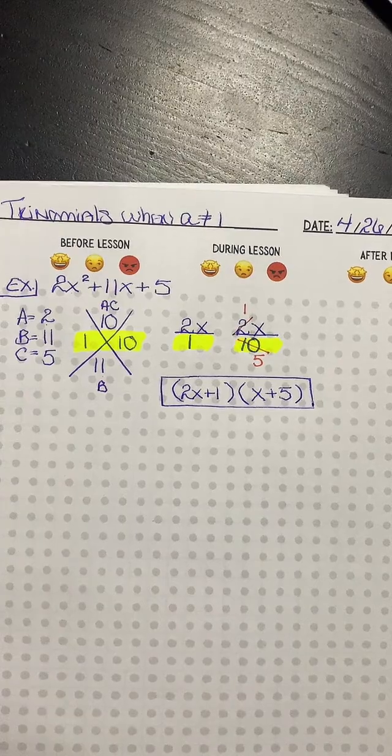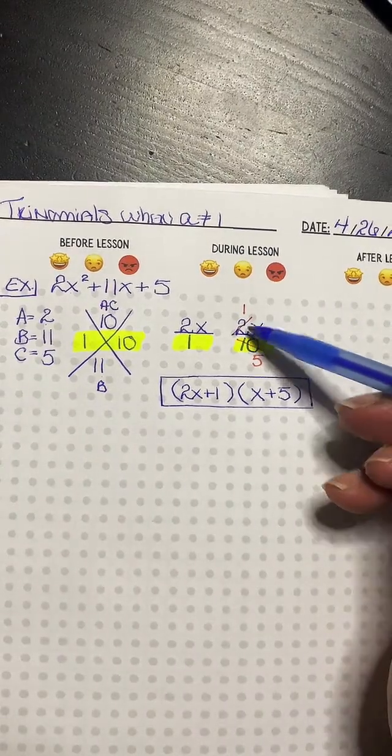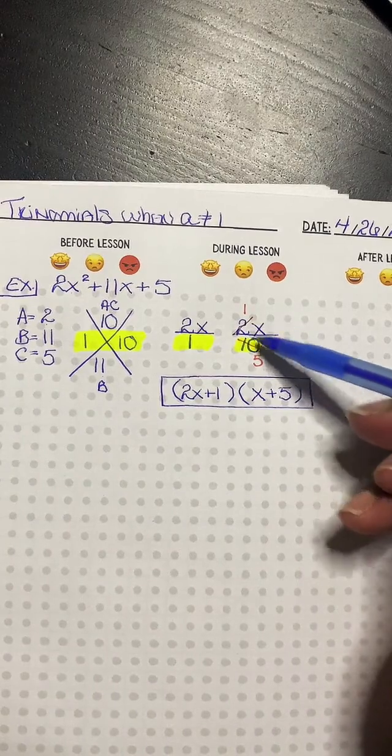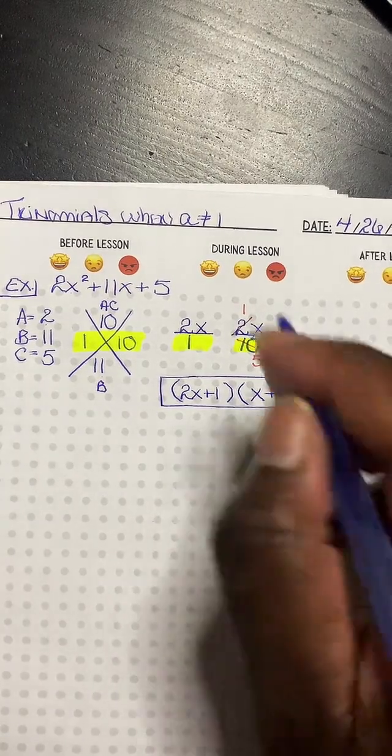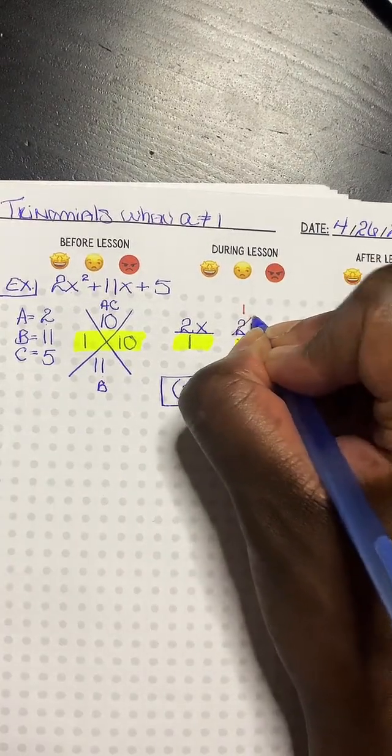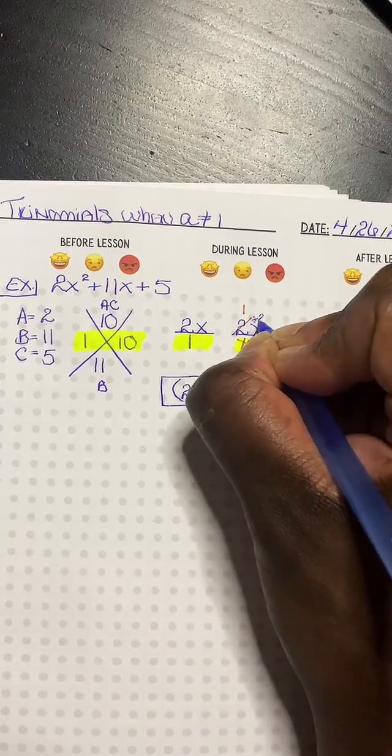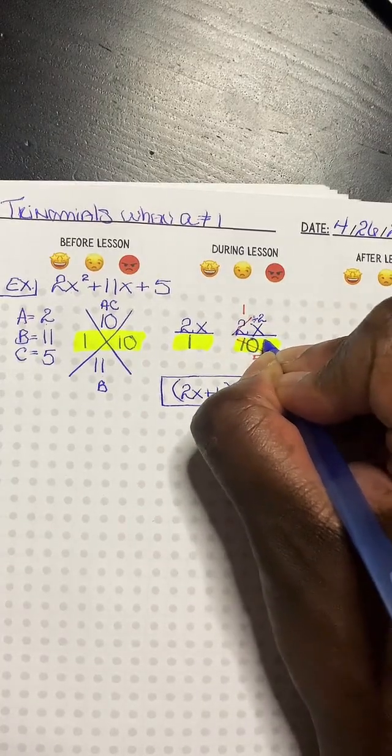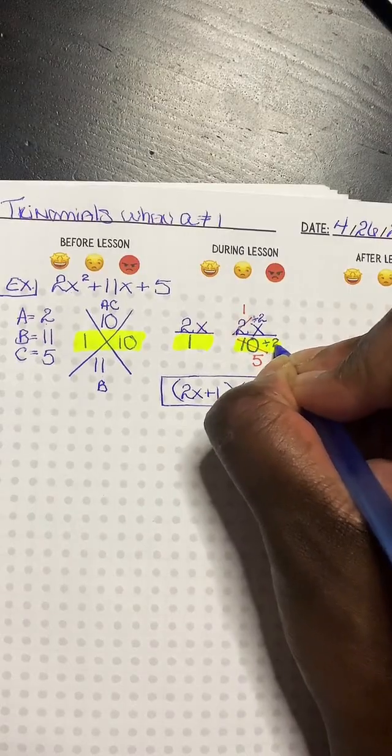How do you know to go by 2's? Well, 2 and 10, they're both even numbers. So since they're both even numbers, we're going to divide the numerator by 2 and divide this denominator by 2.